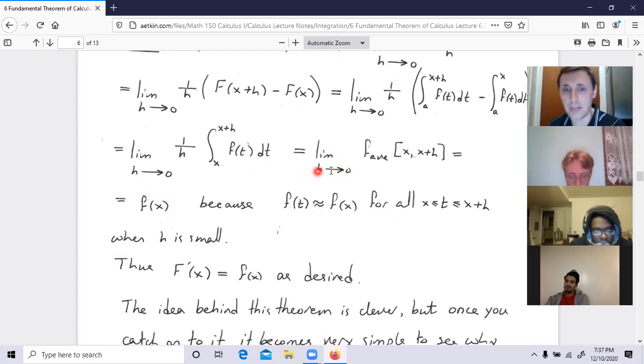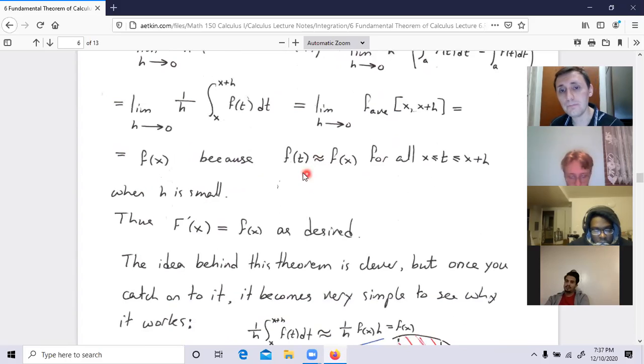It's just what happens if h is small: then all the values between x and x plus h are essentially the same as f of x. That's what I'm saying here. f of t is essentially f of x for all t between x and x plus h.